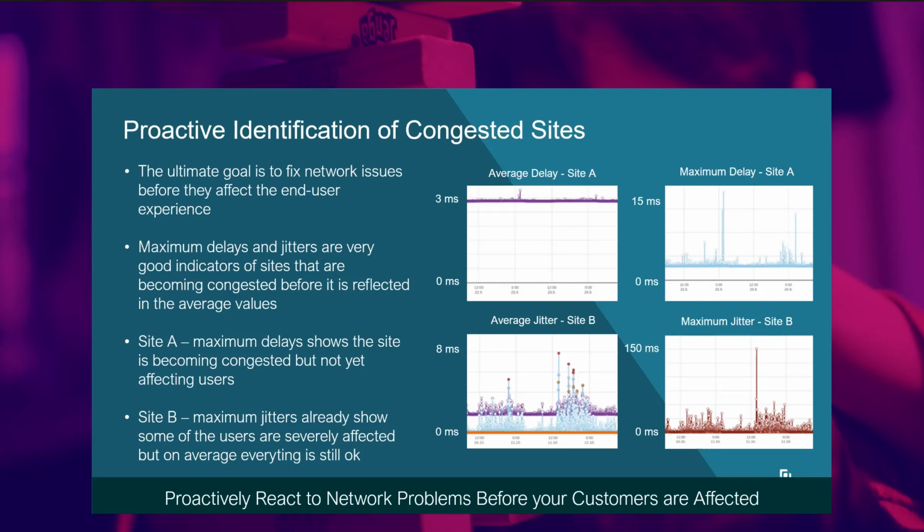But we see even more microbursts reaching perhaps 50 milliseconds, which is still a very critical level for your delays. You should be worried for these types of sites.